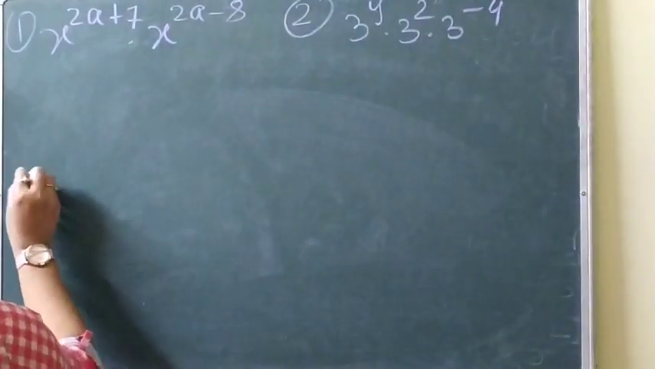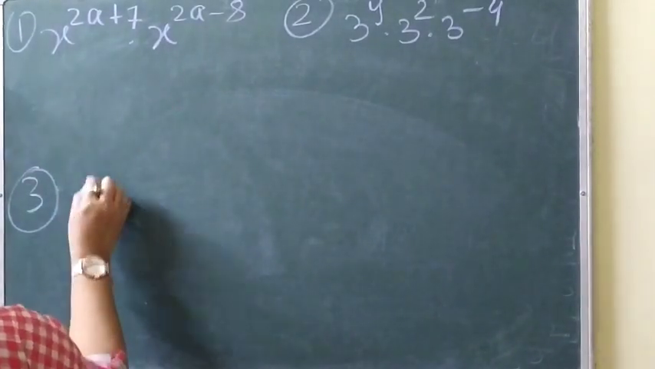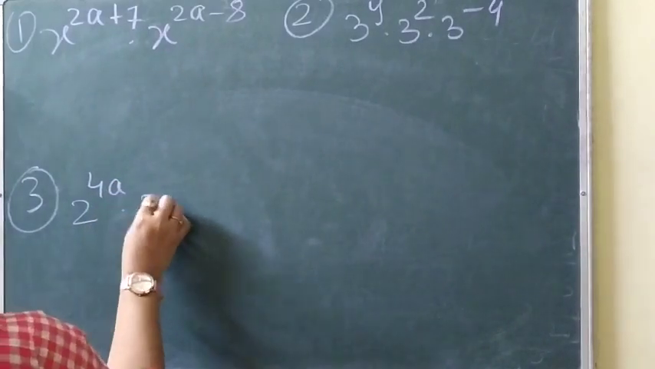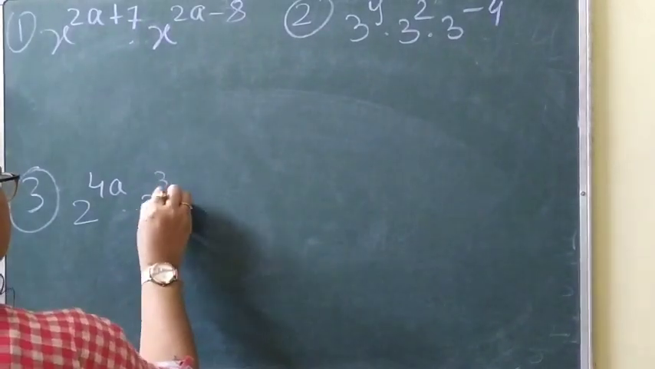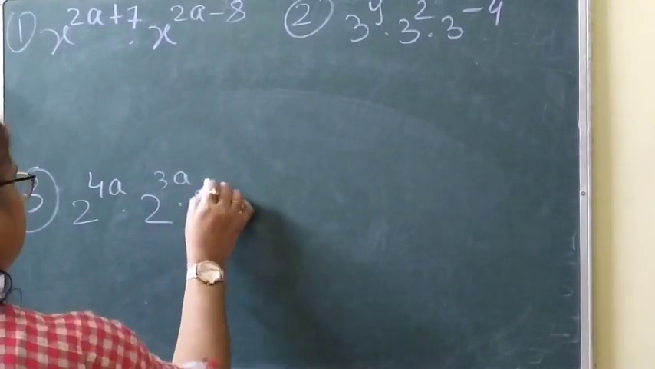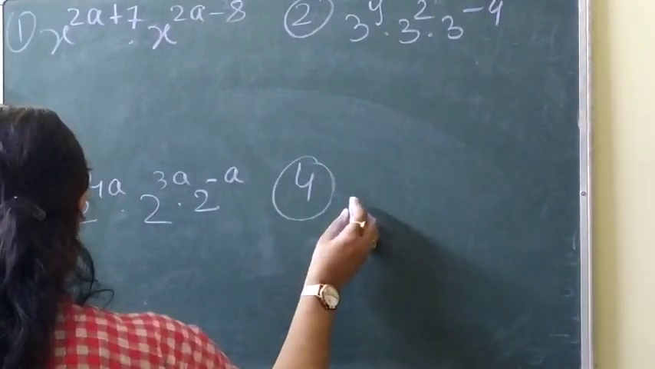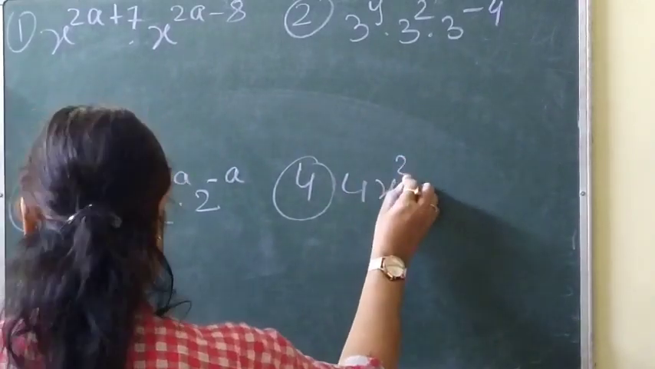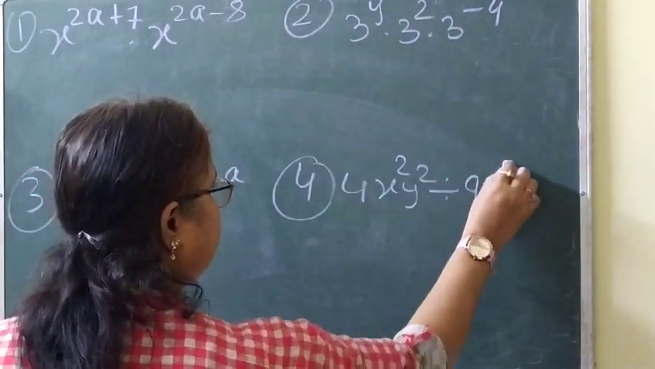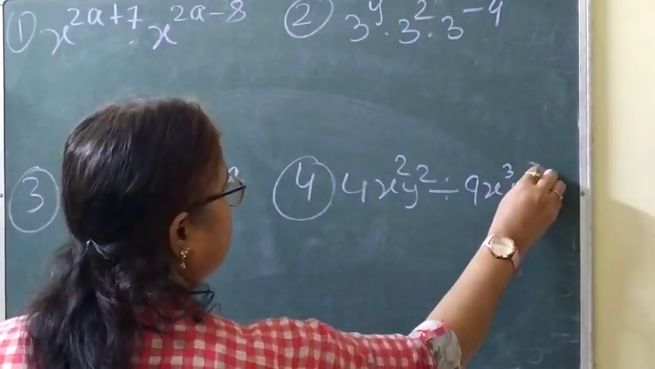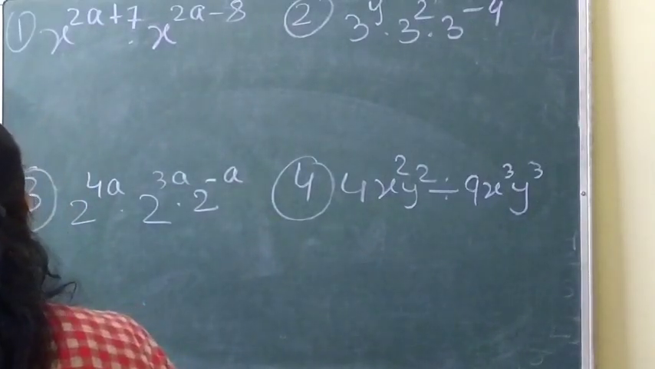Okay. Now, next question I am writing here. I hope this is enough to solve. 2 to the power 4a. I am writing the question here so that you all can solve it. So, 2 to the power 3a dot 2 to the power minus a. And the fourth question is 4x square y square divided by 9x to the power 3 and y to the power 3. Clear? So first we will solve all these 4 questions.